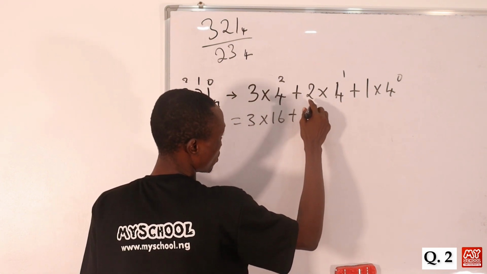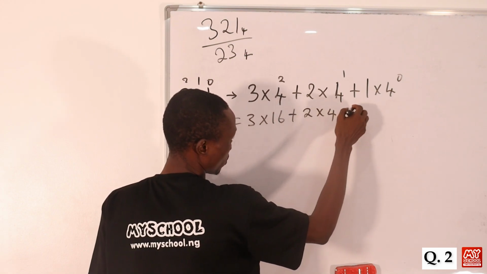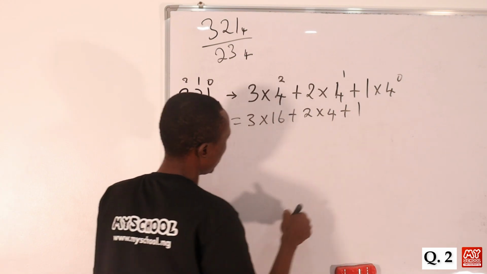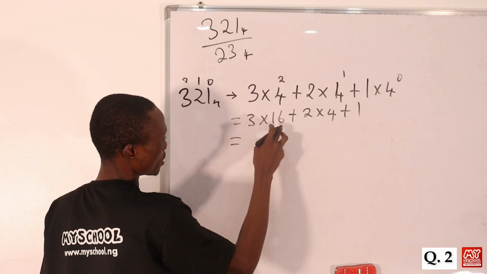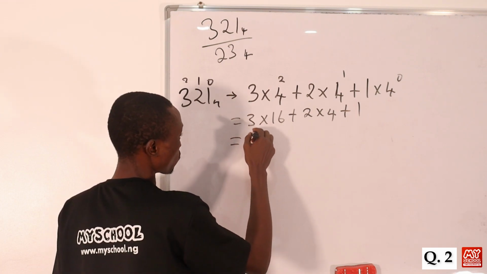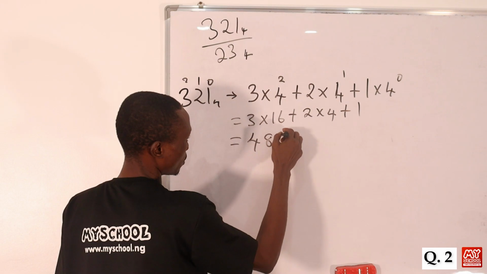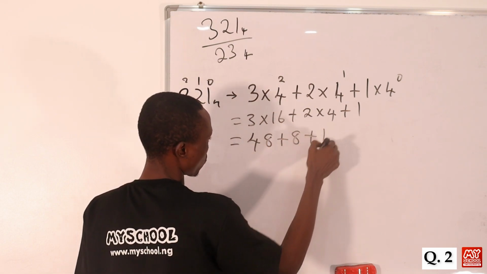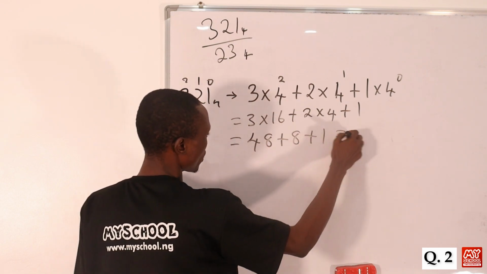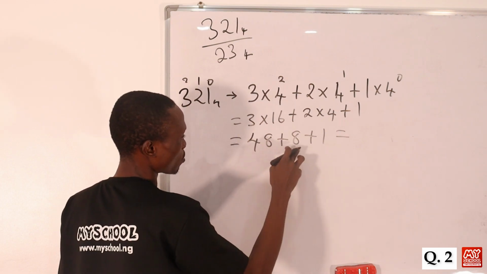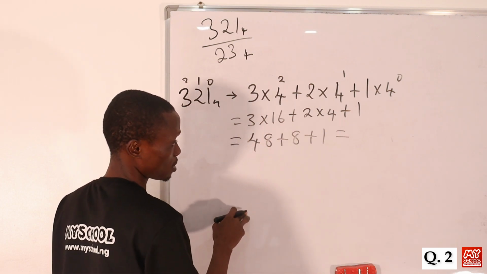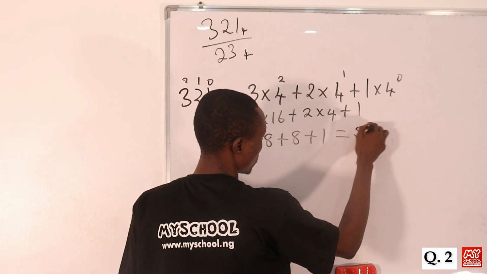Then plus, here we'll just be having 2 times 4, while here we'll be having 1. So 3 times 16 will be equal to 48. Then plus 8, then plus 1. If we add this together, 48 plus 8 will be 56. Then 56 plus 1 will give us 57.